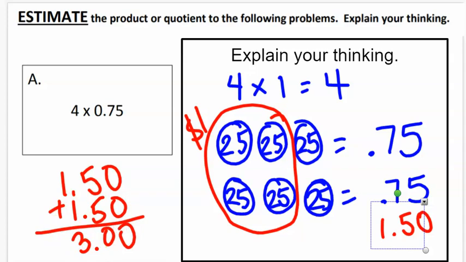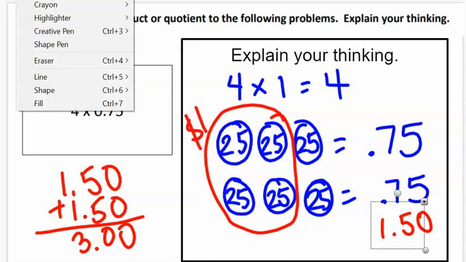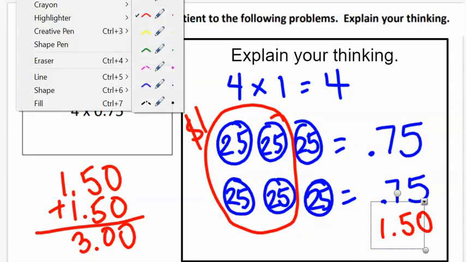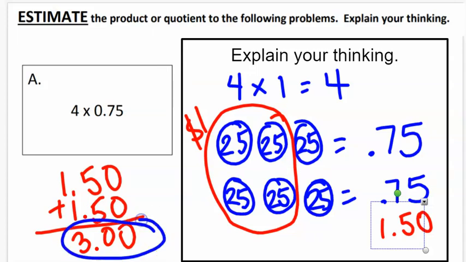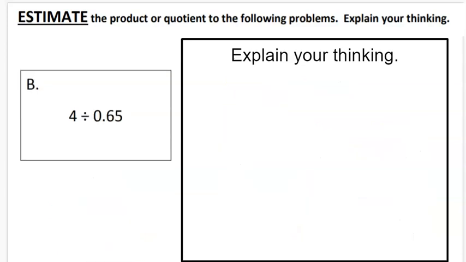So this is approximately $3, or actually that's pretty exact there because we were able to solve it. It was a nice kind of even one, wasn't it? But even if I just rounded that up to 1, I would know that it's going to be about 4. So that's going to help my thinking there. All right, let's go to the next one.